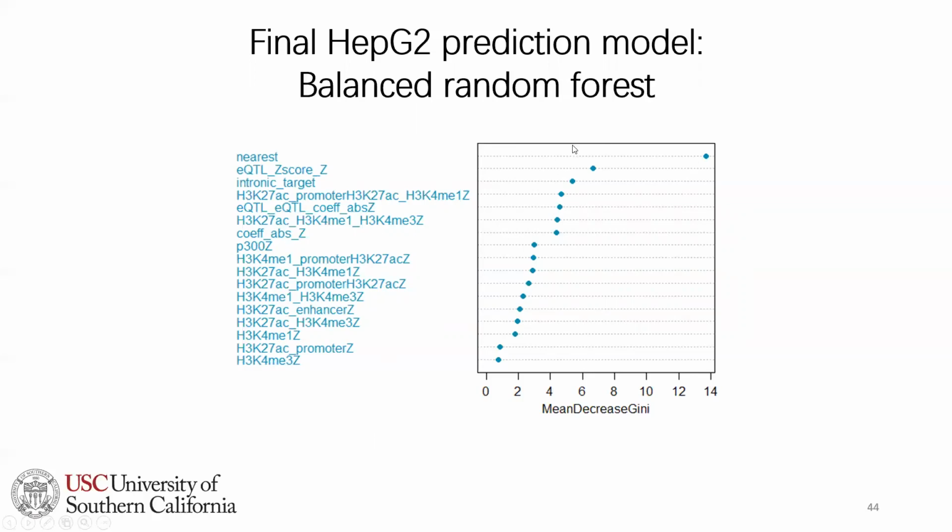So nearest is a very important variable, and so is the z-score for EQTL, and so is whether the enhancer was intronic to its target gene. There are also some interaction terms here.